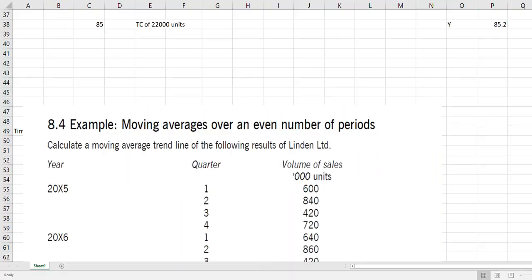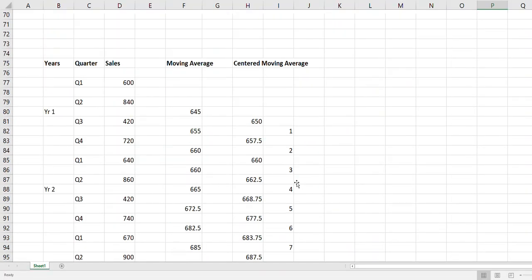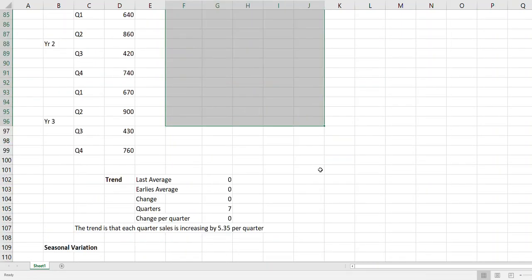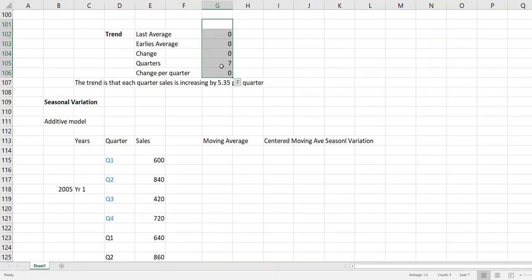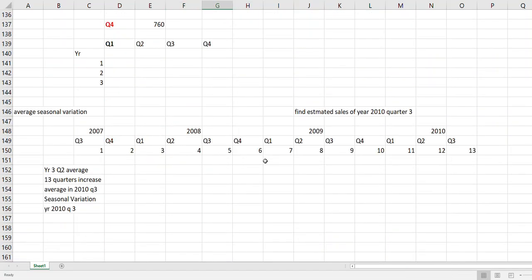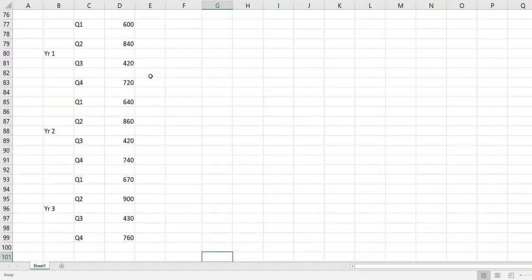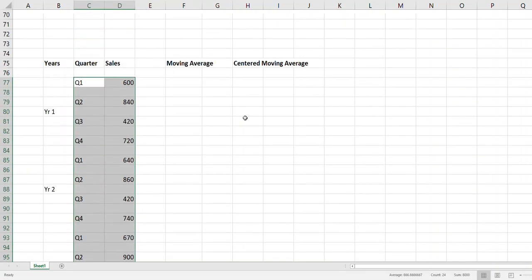Okay, we have a question in Excel. Let's look at it and answer it using time series. Let's say we have data. Calculate the moving average trend line of the following results of Linden Limited. So we have data given for 3 years, divided per quarter, so we have about 12 quarters. What I've done is I've put this data here.